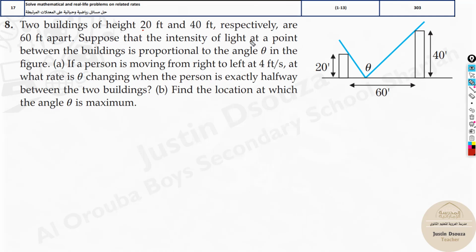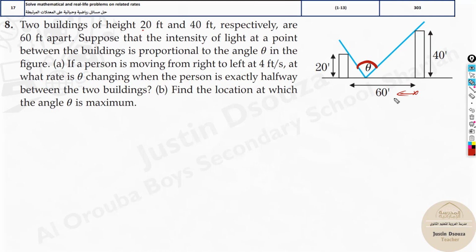Suppose that the intensity of a light at a point between the buildings is proportional to the angle in this figure. Now imagine the two intensities of this light. This is the angle formed. Now, if a person is moving from right to left, from here, at the rate of 4 feet per second.